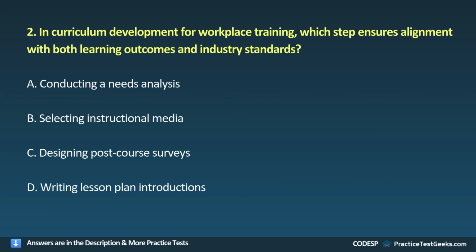2. In curriculum development for workplace training, which step ensures alignment with both learning outcomes and industry standards? A. Conducting a needs analysis. B. Selecting instructional media. C. Designing post-course surveys. D. Writing lesson plan introductions.